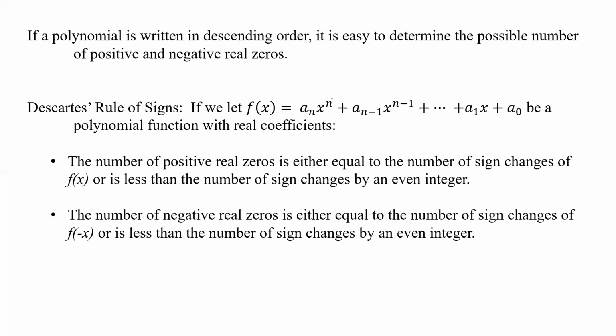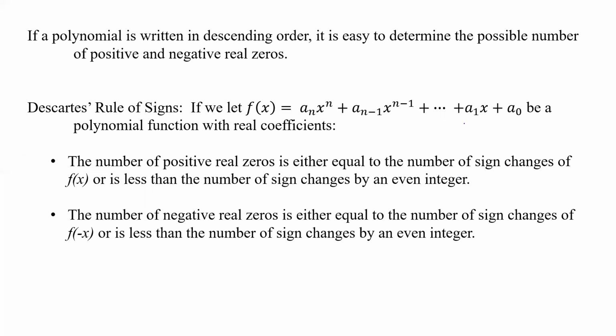I'm not even going to make an example because I'll mess it up here. But that's how that one works. Now, the number of negative real zeros is either equal to the number of sign changes of f of negative x or less than the number of sign changes by an even integer. So those are two things we need to think about.